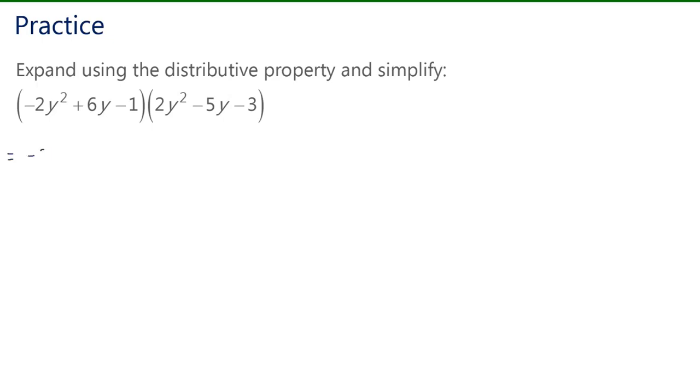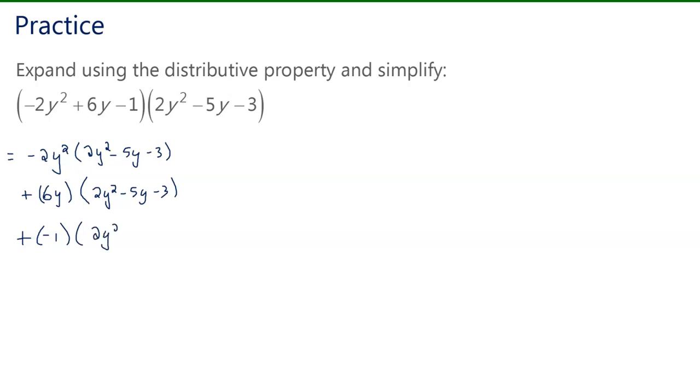This is the first term in the first trinomial. Negative 2y squared gets distributed to 2y squared, subtract 5y, subtract 3. Then we add 6y, distributed to 2y squared, subtract 5y, subtract 3. And then we add negative 1 distributed to the same trinomial, 2y squared, subtract 5y, subtract 3. The first one gives us negative 4y to the 4 plus 10y cubed plus 6y squared.